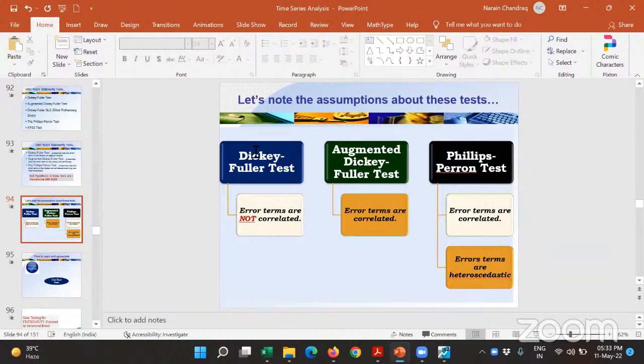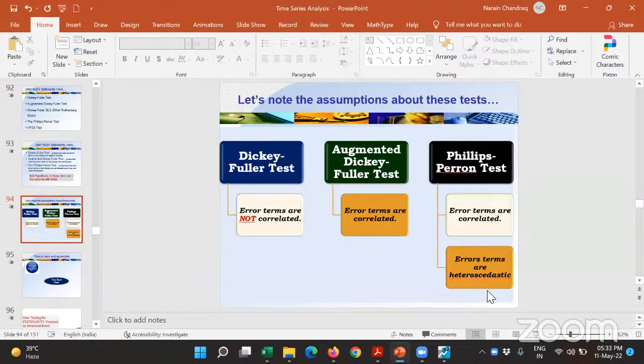Okay, then this kind of test is not really so useful. There is an augmented Dickey-Fuller test, which takes note of the assumption that error terms are correlated with themselves. The third test, the Phillips-Perron test, assumes there is a correction for autocorrelation, and a correction for heteroskedasticity as well.